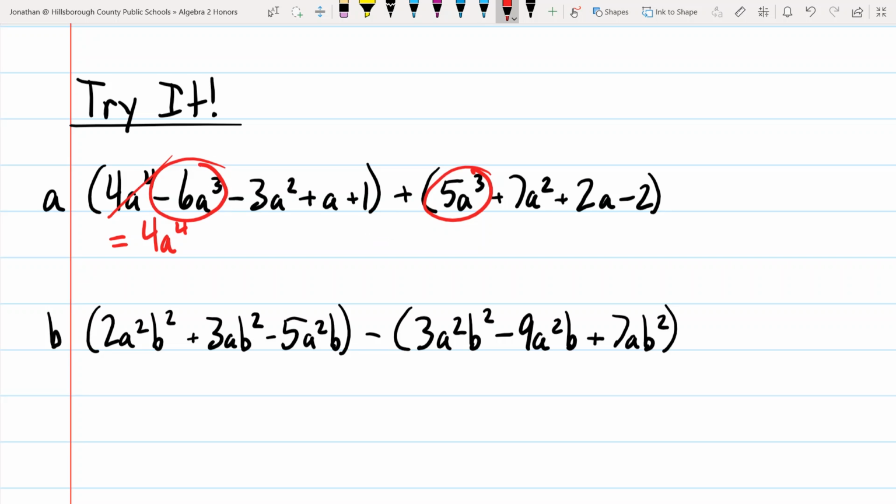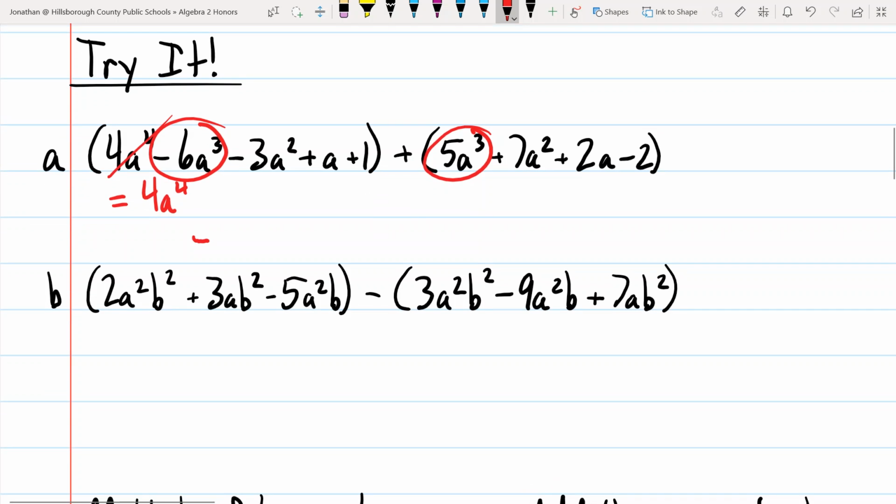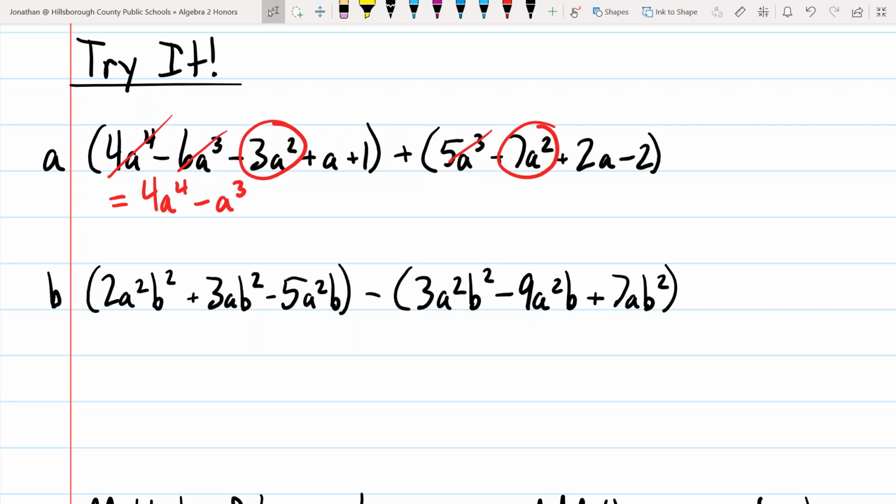That's negative 6 and 5. So negative 1a to the third. That's 5 minus 6. Cross them off because we're done with them. Next up, we have our a squareds right here. That's a positive 7 and a negative 3. That gets me positive 4a squared. Cross them off because we're done with them.